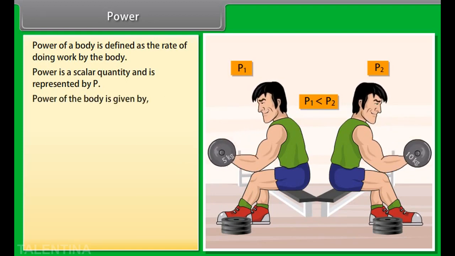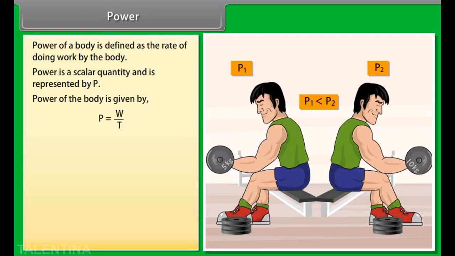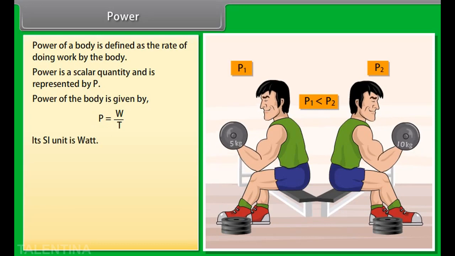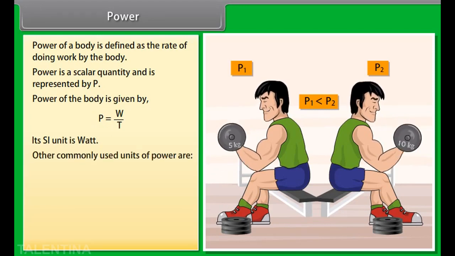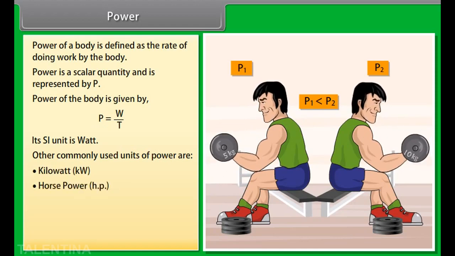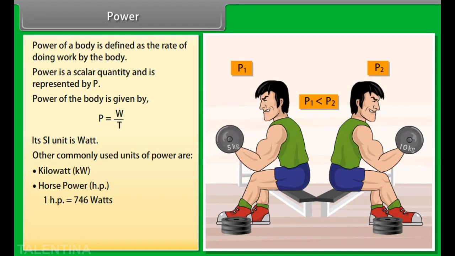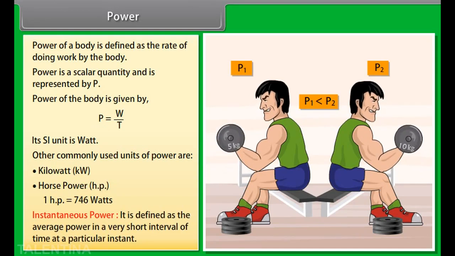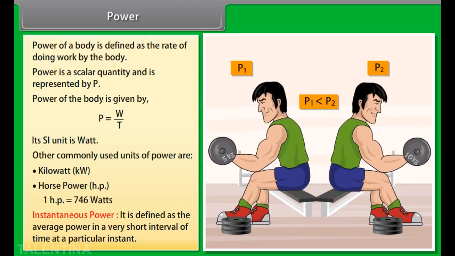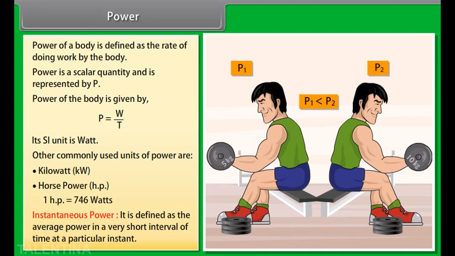Power of a body is given by P is equal to W upon T. Its SI unit is watt. Other commonly used units of power are kilowatt and horsepower. 1 horsepower is equal to 746 watts. Instantaneous power. It is defined as the average power in a very short interval of time at a particular instant.